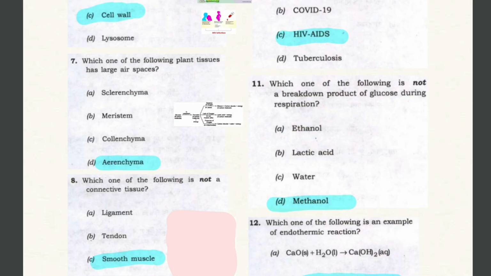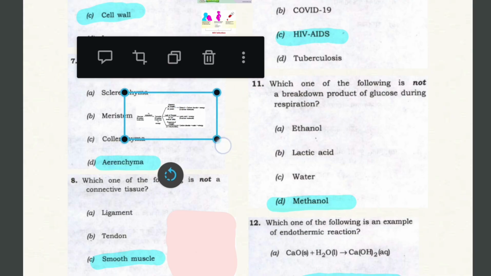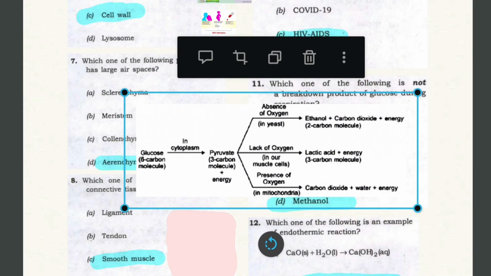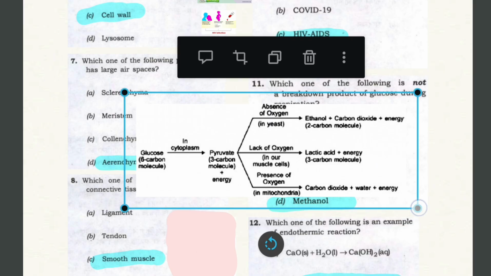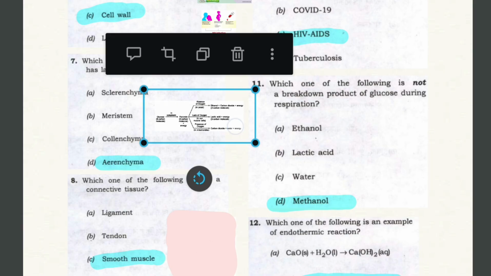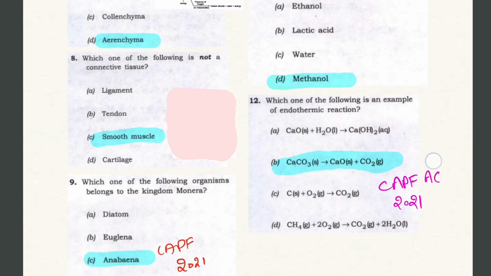Which one of the following is not a breakdown product of glucose during respiration? This is also directly picked up from NCERT, and in NCERT these three equations have been given, where ethanol is a product and not methanol. So D would be correct answer here. Let's see the next question.